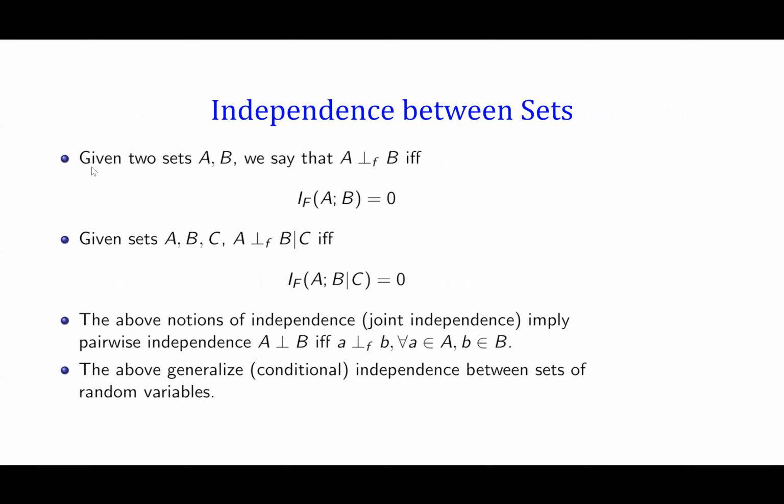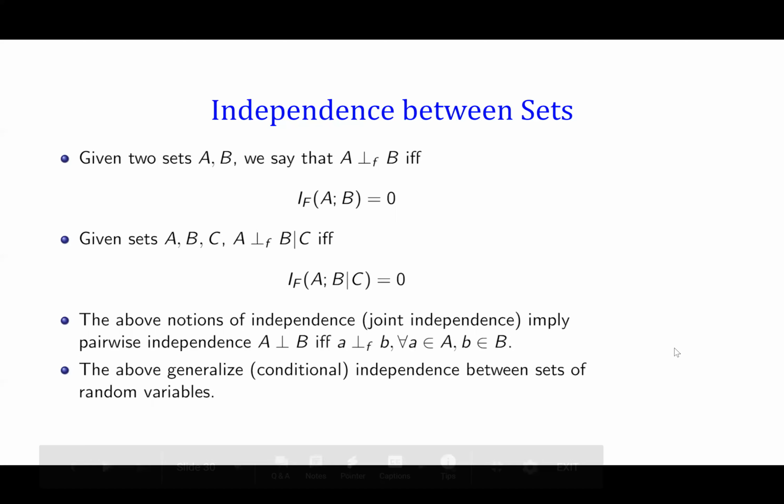Given this notion, we can define independence between sets, very similar to the entropic notions. I have two sets of random variables. If the mutual information is zero, they are independent. Similarly, if the conditional mutual information is zero, they are independent. There are certain properties, but I'll skip this in the interest of time.